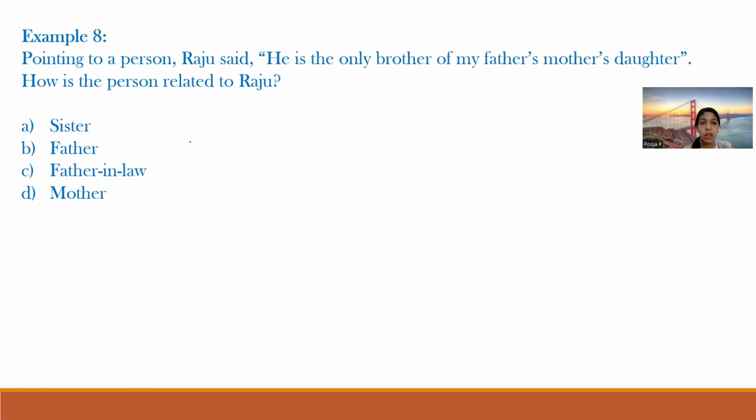Pointing to a person, Raju said, he's the only brother of my father's mother's daughter. Okay, he pointed to a person, P, and this is a he, a male gender. He is the only brother, so he's supposed to have a sibling here. Only brother of my father. I have me, my father is here, and my mother is there, husband and wife.